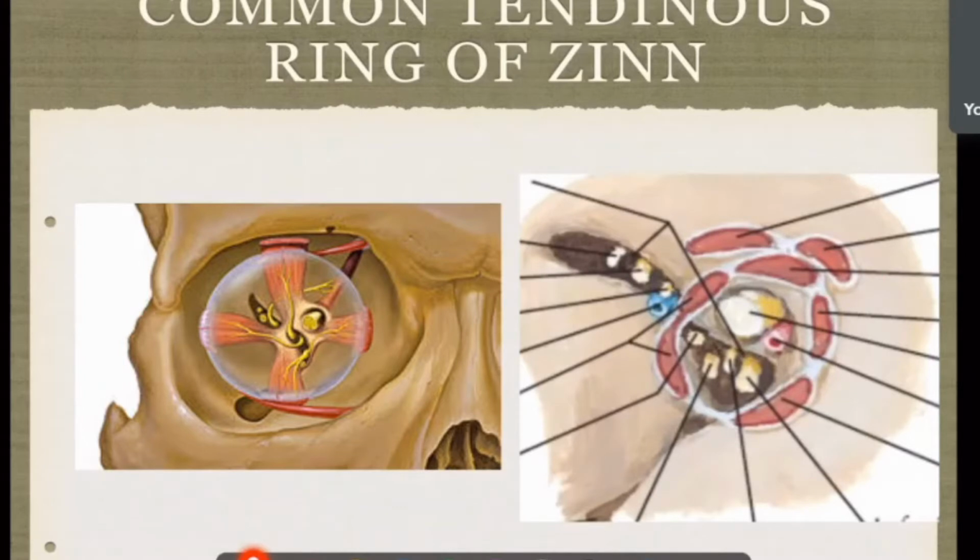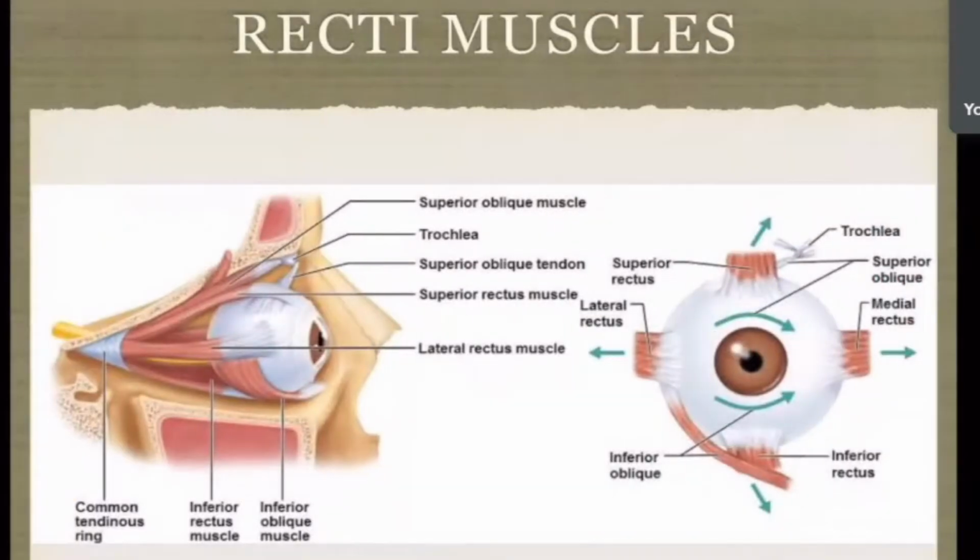Now we look at the insertion of the recti muscles. So tell me the insertion of the recti muscles. It is inserted onto the sclera. It is inserted onto the sclera in front of the equator. So if you imagine, this is the eyeball and this is the equator of the eyeball. Okay. So in front of the equator, you get the insertion of all the four recti muscles.